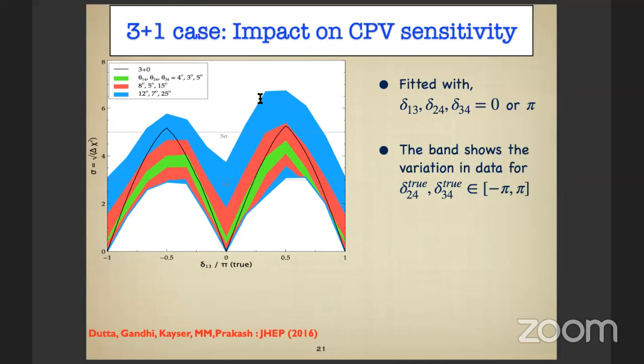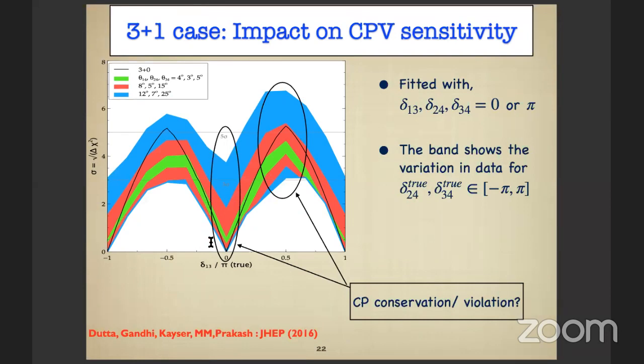Here we have considered 2 more combinations of the mixing angles theta 14, theta 24, theta 34, with 8, 5, 15, and then 12, 7, and 25. In each case, the sensitivity band for the 3+1 case gets wider and wider. It gets very wide in the last case, the blue one. Here, there is an important observation.